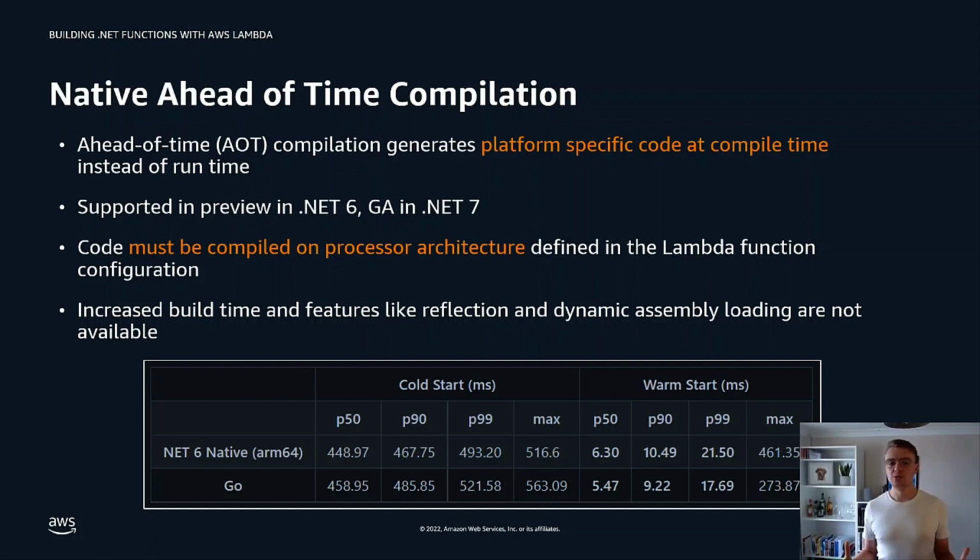There are downsides to doing this though. The application must be compiled on the same OS and architecture that you're going to deploy to, which means you have to compile your Lambda functions with native AOT on Amazon Linux too. And there's ways you can do that using Docker files. If you're interested, come and catch me after the talk. It also increases your build times slightly because the compiler is actually compiling to a specific OS and architecture.